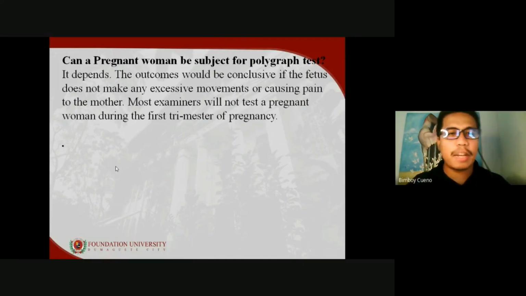Another question is, can a pregnant woman be subjected to a polygraph test? The answer is, it depends. If the baby is already moving strongly, or there is excessive movement of the baby inside the mother's womb, then she cannot take a polygraph examination. Why? Because the movement can affect the result. But if she is only in like the first month, where there is no movement of the fetus yet inside the womb, she can still take the polygraph examination.